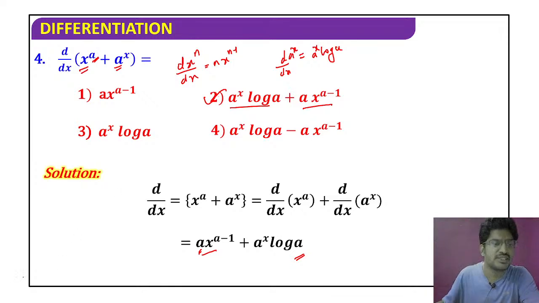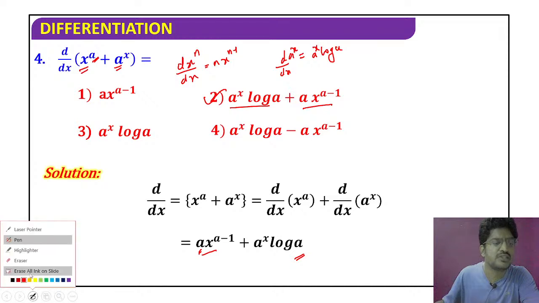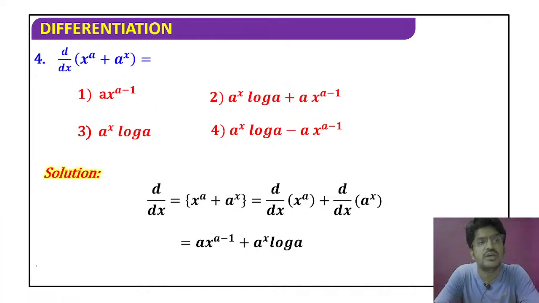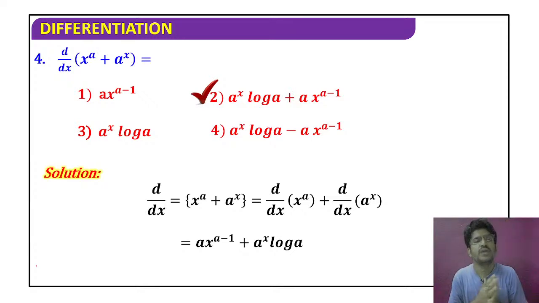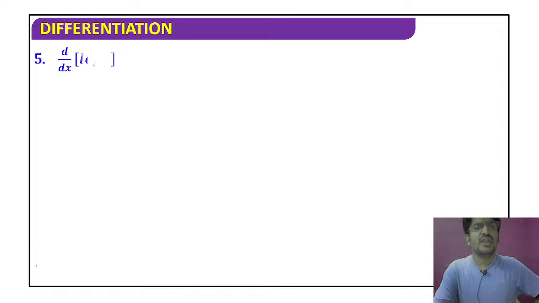Some of you have given this as the correct answer, no problem, and some of you have made a mistake. So you just check it, no problem. Option 2 is going to be the correct solution for our differentiation of x raised to a plus a raised to x. Okay. This problem is also very simple, so you can just go through it and solve it, no problem. Clear?